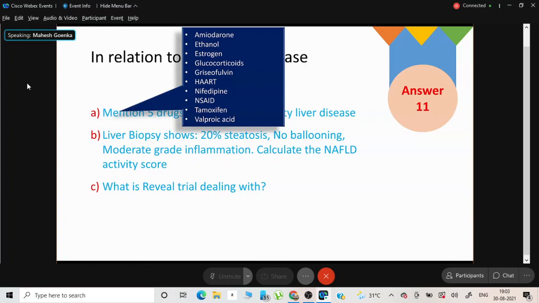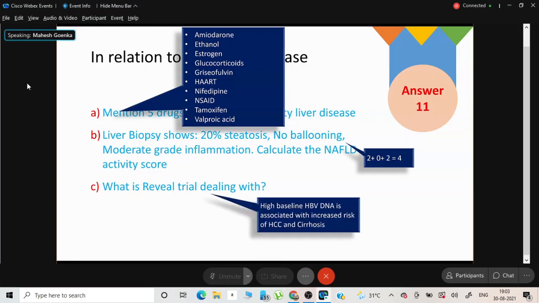Liver biopsy, NAFLD score: 2 plus 0 plus 2. 2 for 20% steatosis, 0 for no ballooning, and 2 for moderate lobular inflammation, making it a score of 4. The REVEAL trial was to do with high baseline HBV DNA being associated with increased risk of cirrhosis and HCC. I think it was published in 2007.